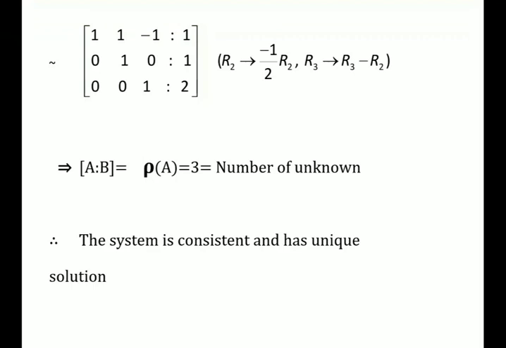Next, we want to make this whole row equal to 0. For that we are multiplying R2 by minus 1 by 2, and R3 changes to R3 minus R2.